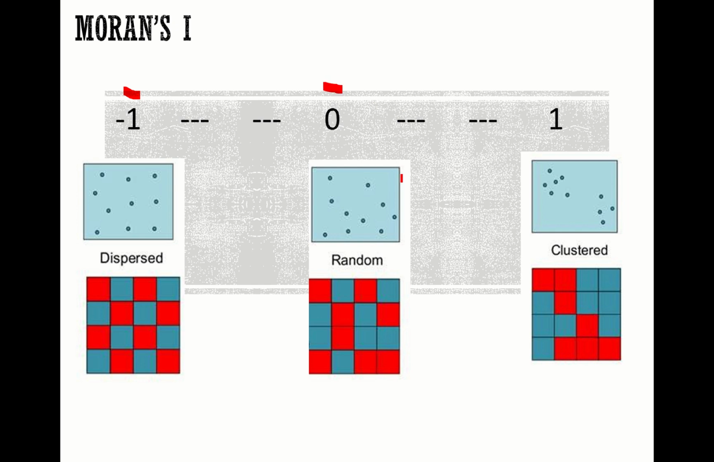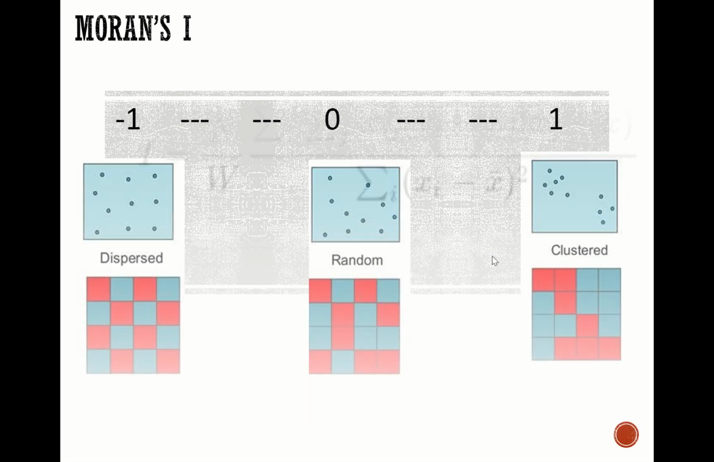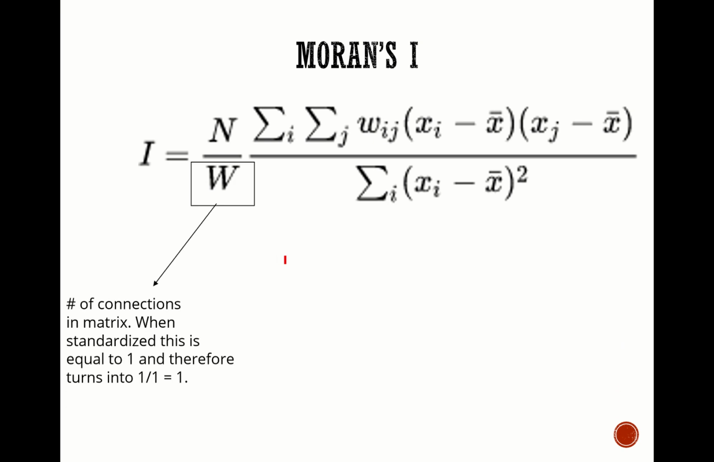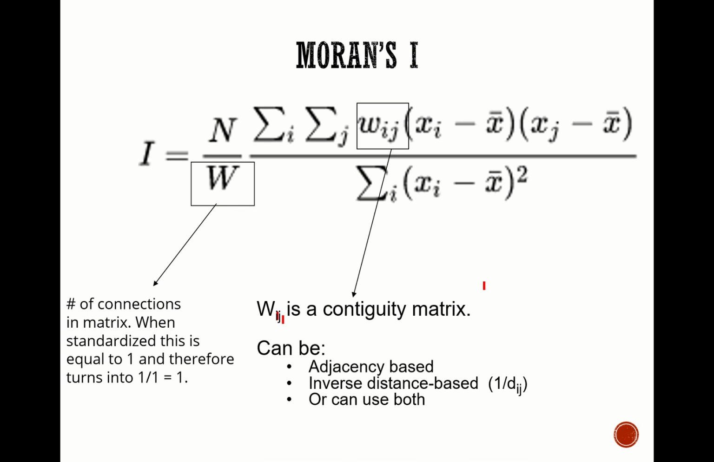Moran's I of 0, basically telling us that we're dealing with a randomly spatially distributed variable. And then a Moran's I of 1 means that we're dealing with a highly clustered spatial variable. So again, looking at this equation, W gives us the number of connections in the matrix. So the W for point I and point J can be assessed by whether the cells are located next to one another, how far they are located to one another, or you can use a combination of both.